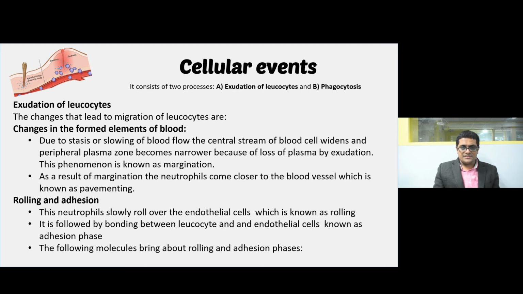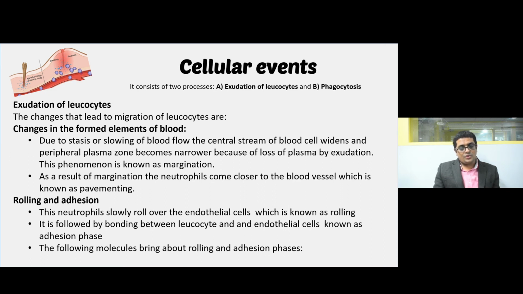So due to stasis or slowing of the blood flow, the central stream of the blood cells widens and the peripheral plasma zone becomes narrower because of the loss of plasma by exudation. This phenomenon is known as the margination. As a result of margination, the neutrophils come closer to the blood vessels, which is known as pavementing.